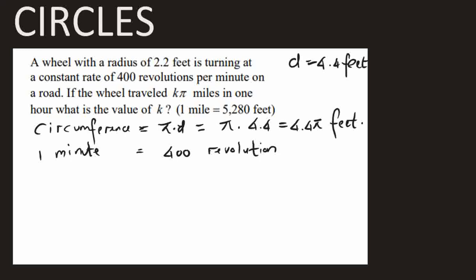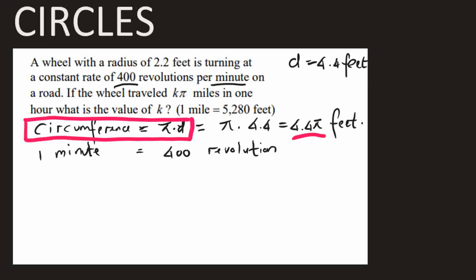First of all, we have to find the circumference of the wheel, which is the circumference of the circle. This is the first formula. Circumference is pi times d, and the diameter is 2 times the radius, which is 4.4, so 4.4 pi feet. It's given that it turns at a constant rate of 400 revolutions per minute, so 1 minute is 400 revolutions, and 1 revolution is 4.4 pi feet.